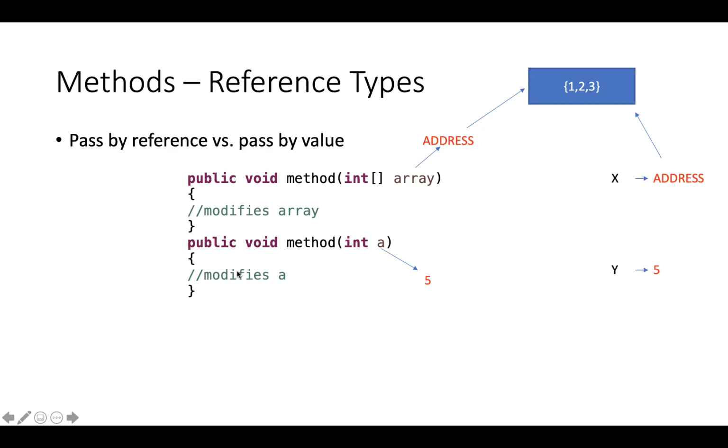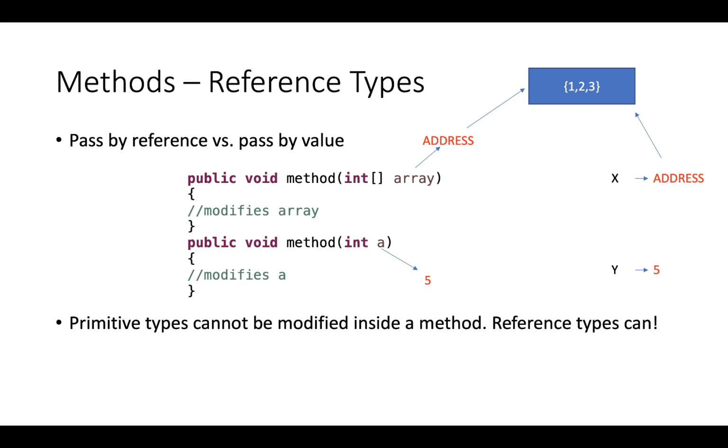So if something happens inside this method that modifies A, maybe we add 1 to it, you can see that this number would change but does not reflect back and change the value of y outside of the scope of this method. This is an important difference when you're working with primitive and reference types, whether you're passing them into methods or returning them from methods.